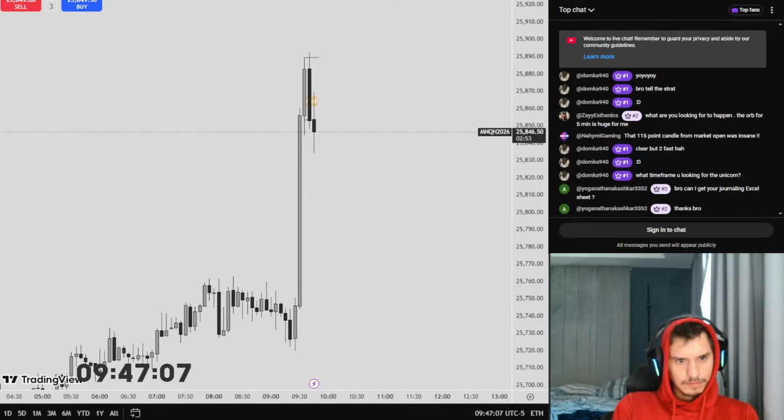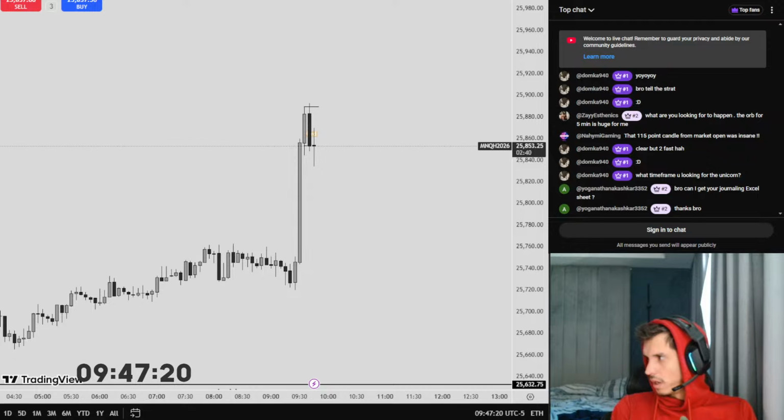I mean, we do have this massive, massive gap that we want to wait for. No shift yet on ES. We do have a 2 minute order block, which I can't see on TradingView, but I'm looking at it in Top Step.